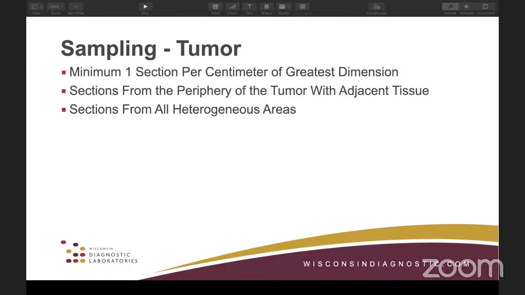And then, like I just mentioned, sections from all heterogeneous areas. These are often true, kidney tumors especially, sarcomas even more so, certain other types of tumors. Ovarian tumors are often like this. They have several areas that look different from each other. So you want to make sure that you're adequately sampling all the different areas of a tumor.